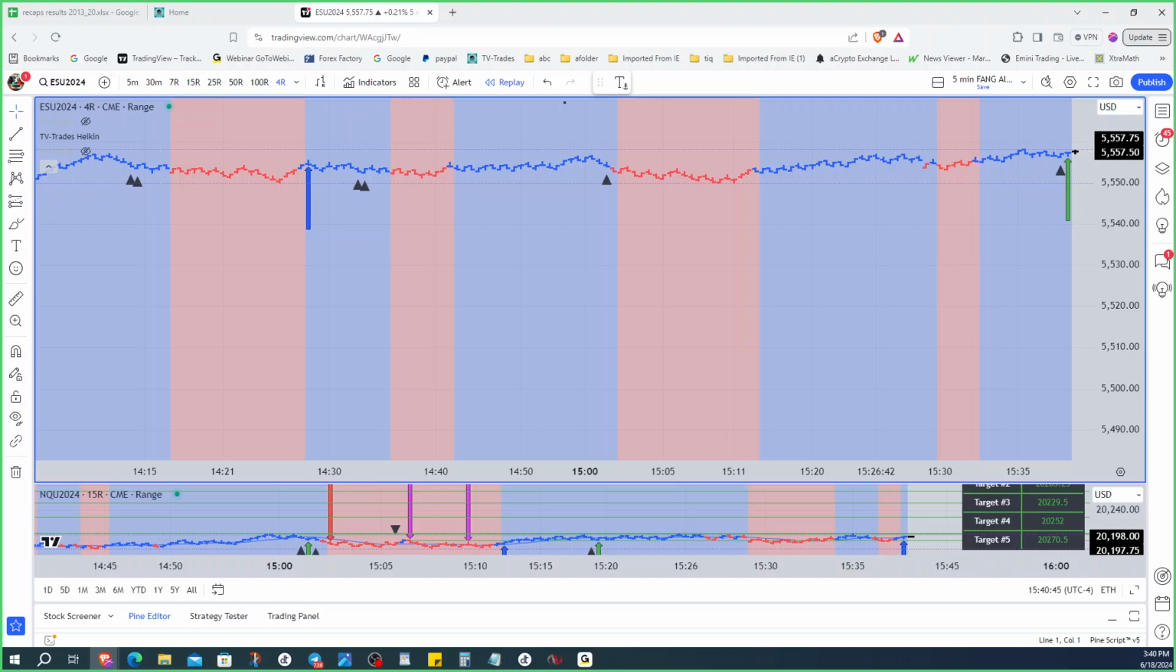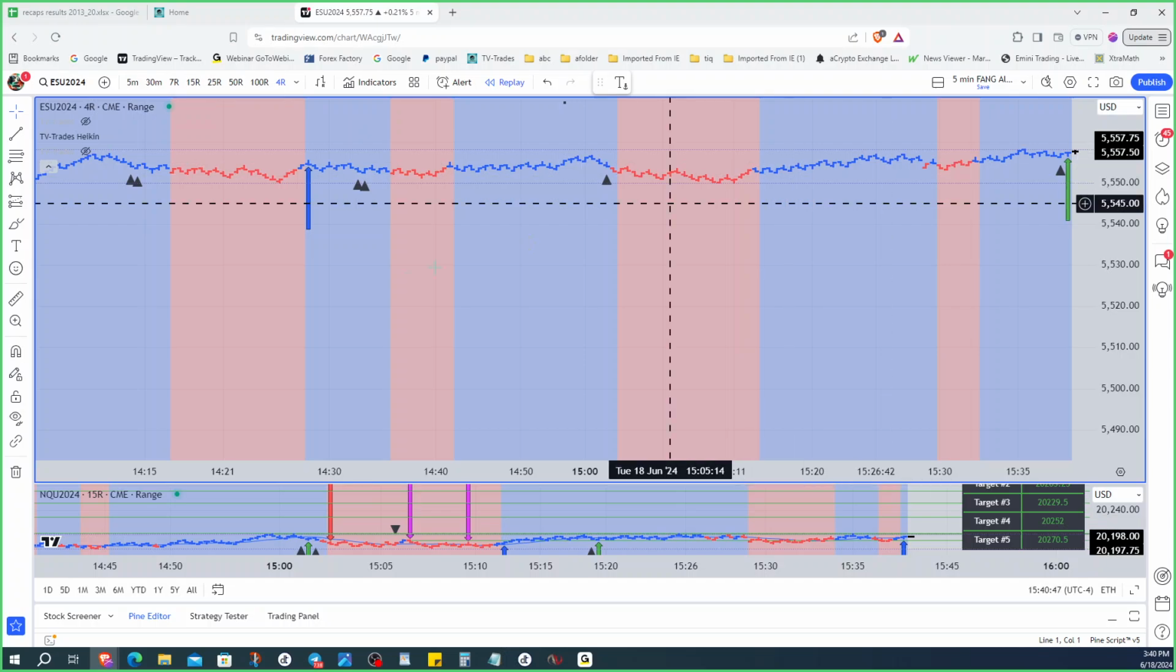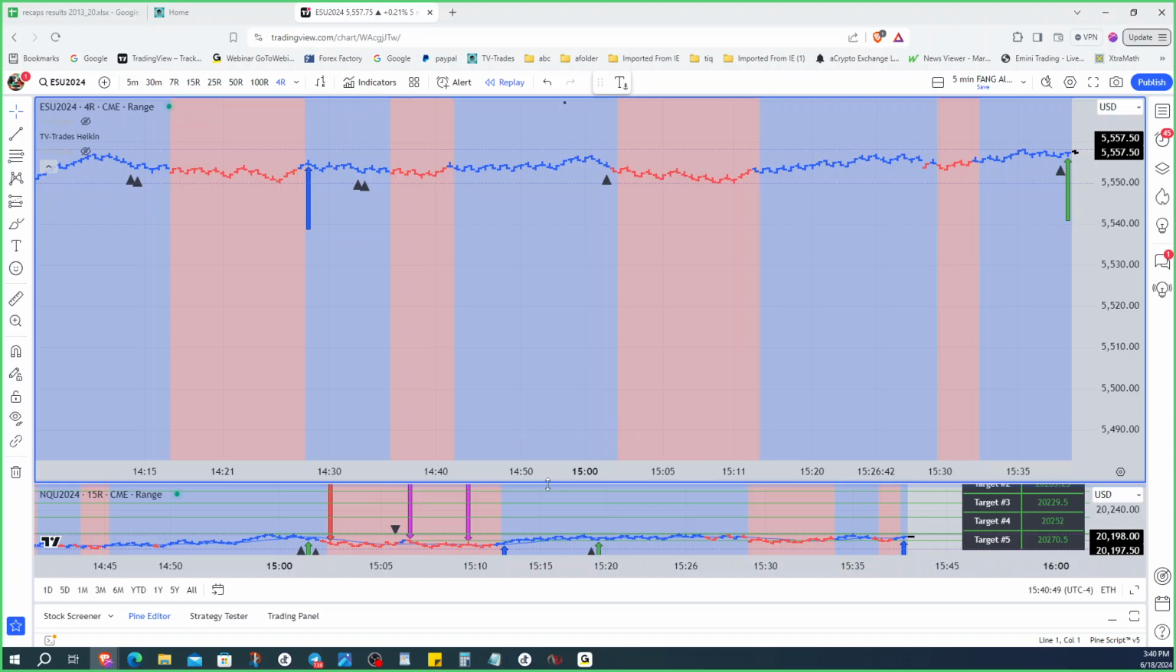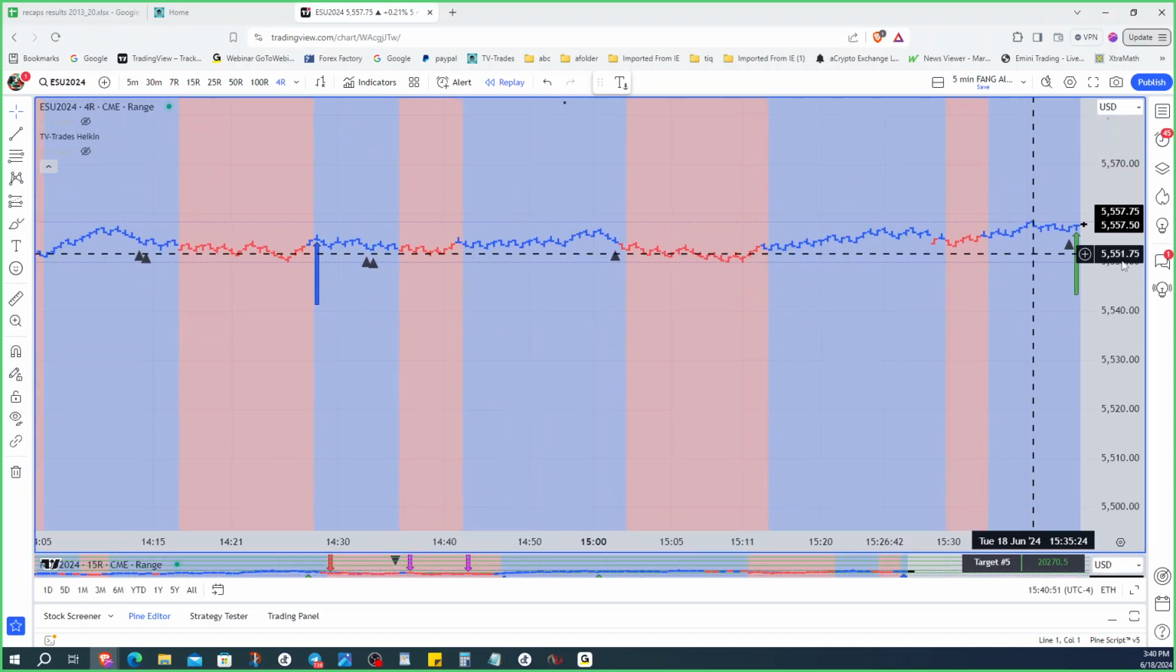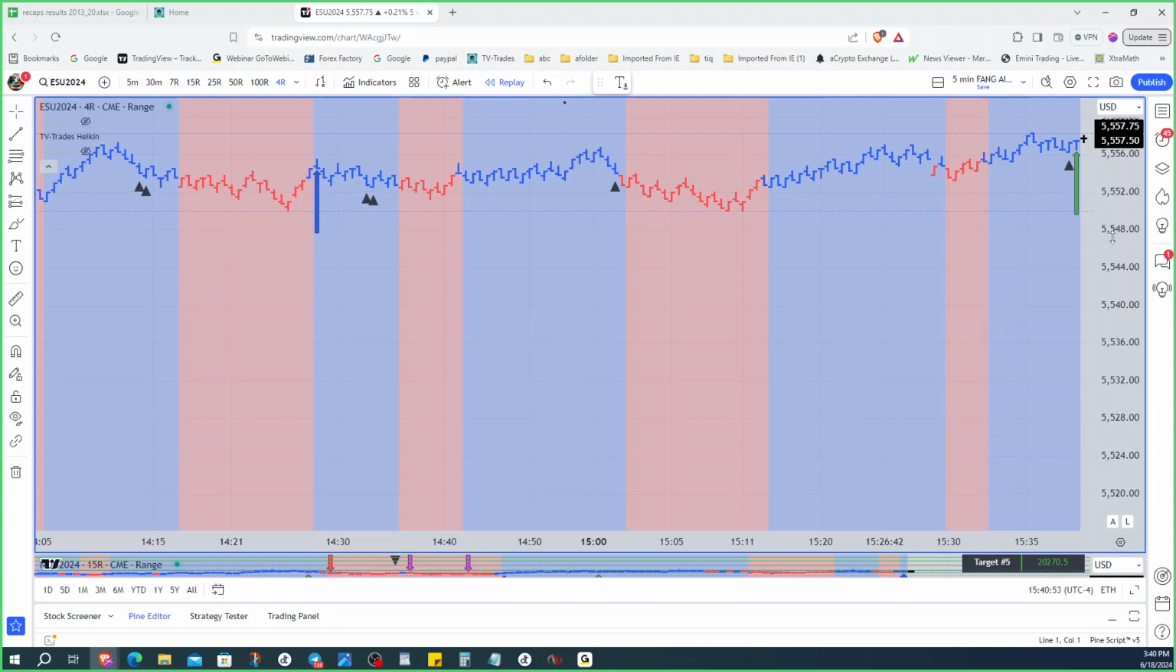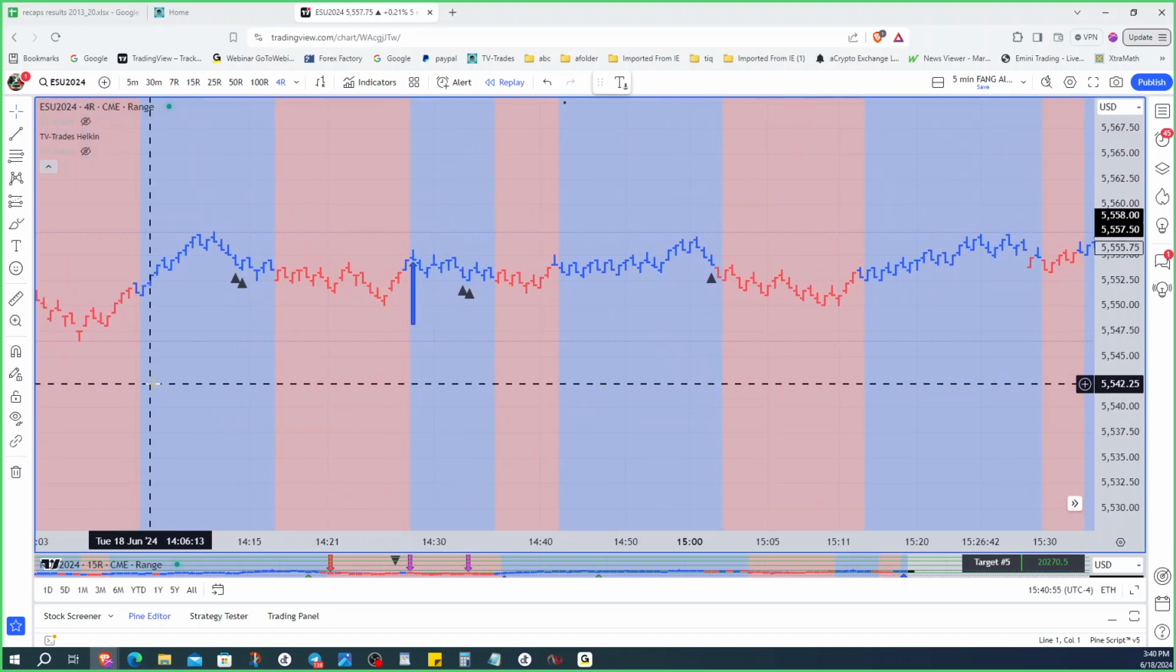In a 30-minute, yes, I can. Yes, I can do all that. We'll do all this stuff. Okay, so here it is, the ES on a 4 range today.